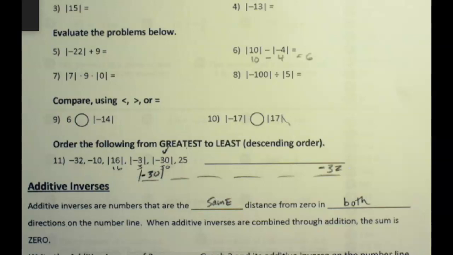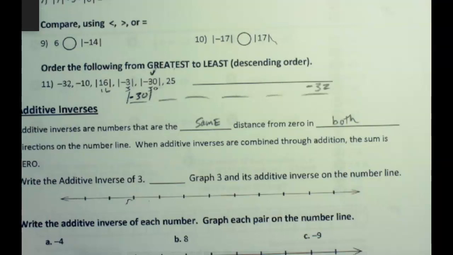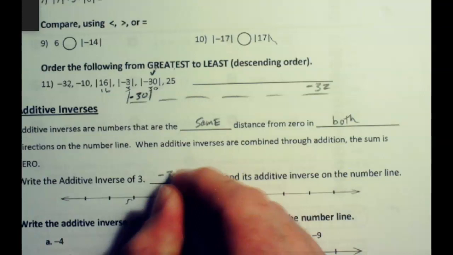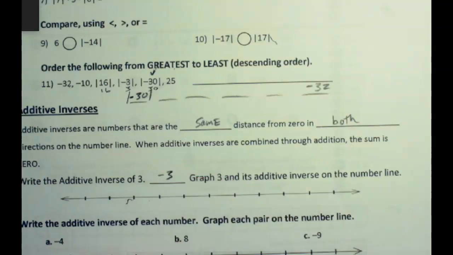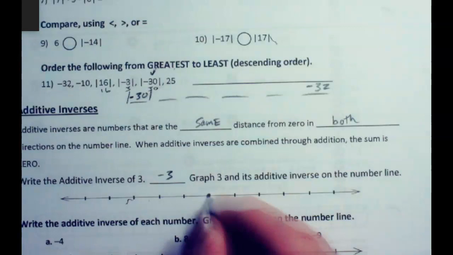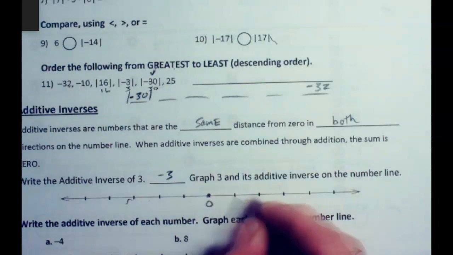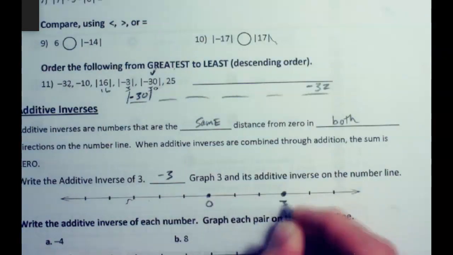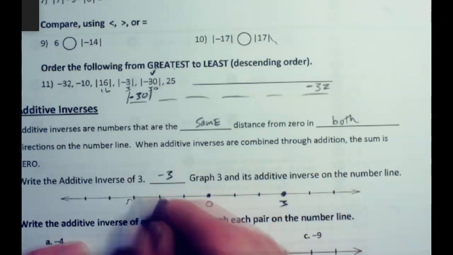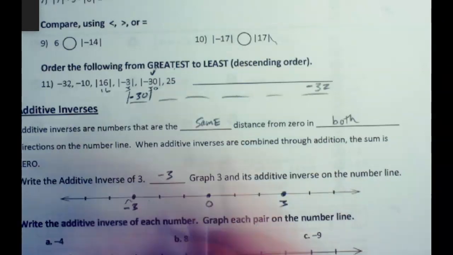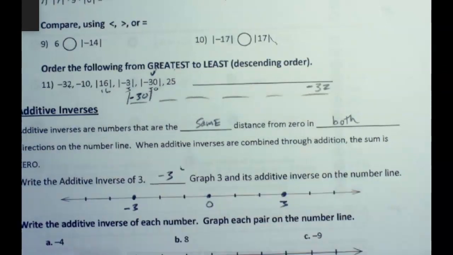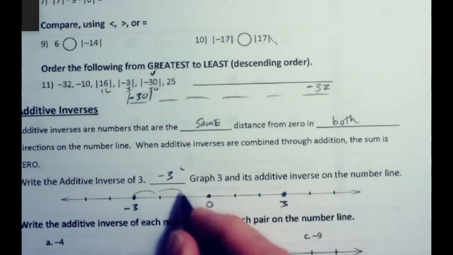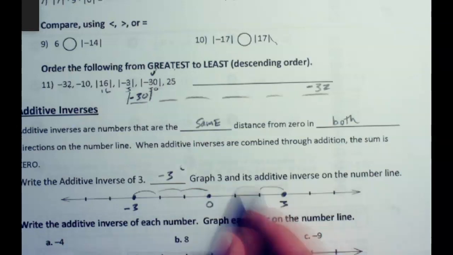So, scroll down here, the additive inverse of 3. Write the additive inverse of 3, well, it's got to be negative 3. And then graph 3 and its additive inverse on this number line. So here's 0. And 3 is 1, 2, 3, so this is going to be 3. And this is 1, 2, 3, this is going to be negative 3. And you can see that they're the same distance, 1, 2, 3 from 0 on the number line. So the absolute value of both of those is the same.